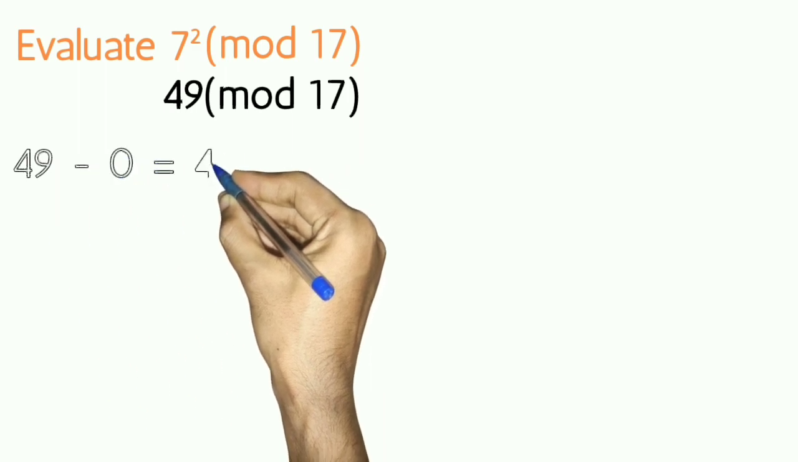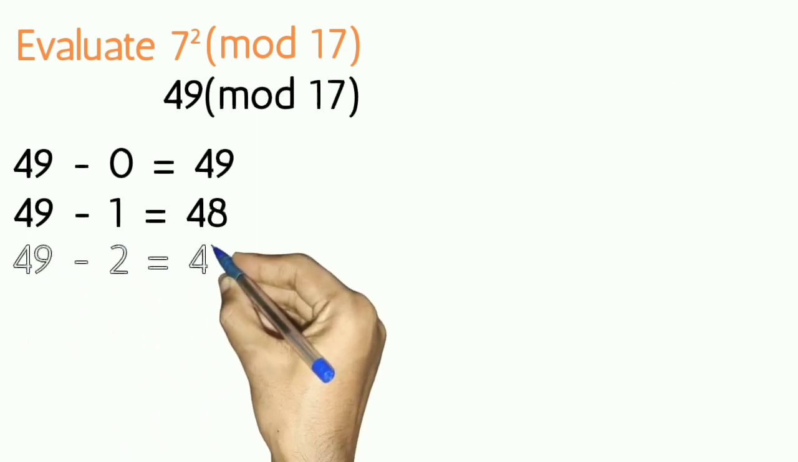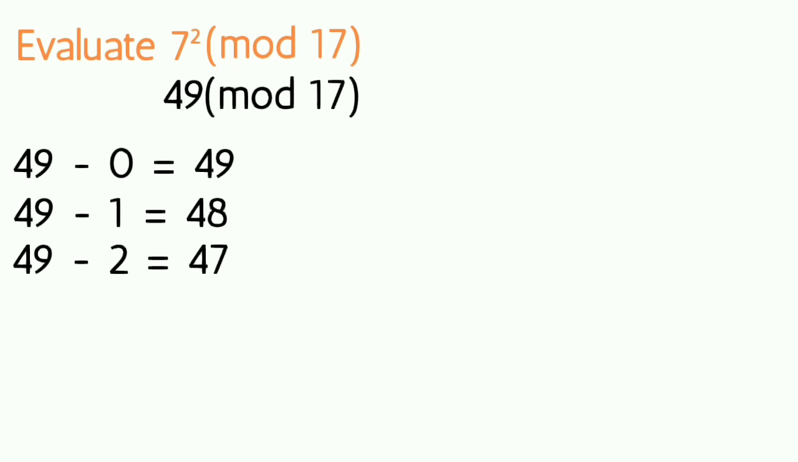49 minus 0 is equal to 49. 49 is not divisible by 17. So 0 is not the answer. Next, how about 1? 49 minus 1 is equal to 48. Ang 48 ay hindi divisible by 17. So 1 is not the answer. Let's try 2. 49 minus 2 is equal to 47. 47 is not also divisible by 17. So 2 is not the answer.